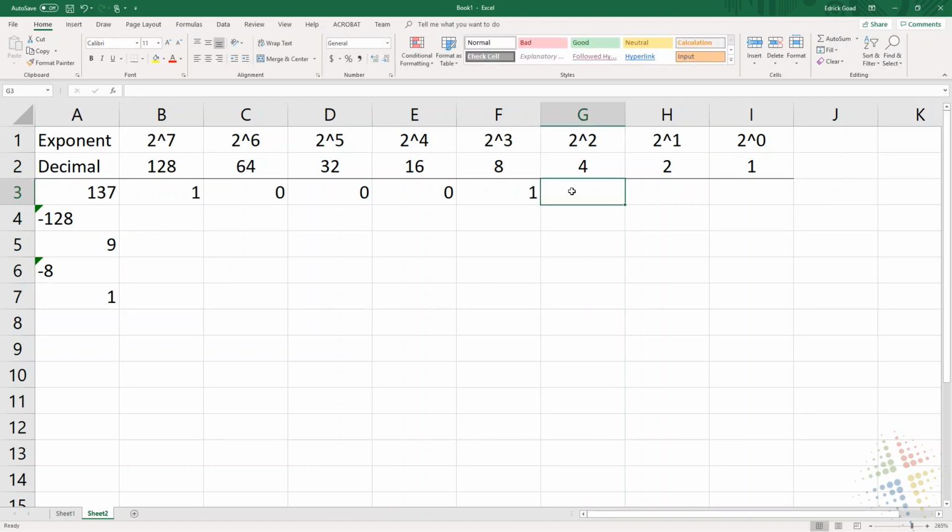And now at this point it's really, really simple. Can I subtract 4 from 1? No. Can I subtract 2 from 1? No. Can I subtract 1 from 1? Yes. And then lastly, 1 minus 1 is 0. And therefore my decimal number 137 now has the binary number 10001001.